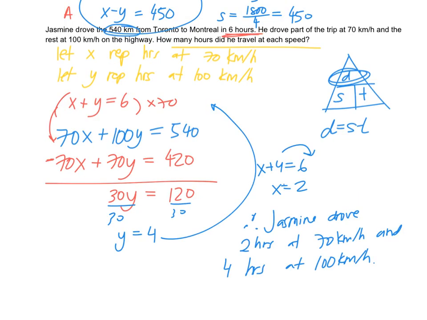All right, so here we are. Hopefully you got 2 hours at 70 kilometers per hour and 4 hours at 100 kilometers per hour. And if you made a mistake, check to see where you made that mistake so that you don't make it again.